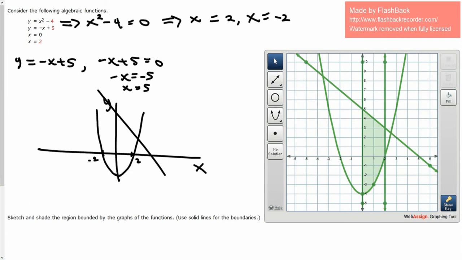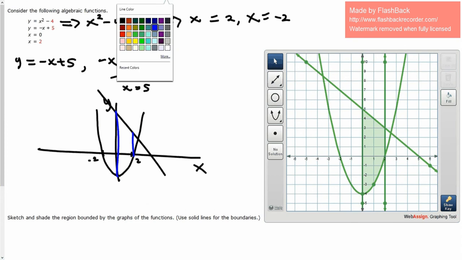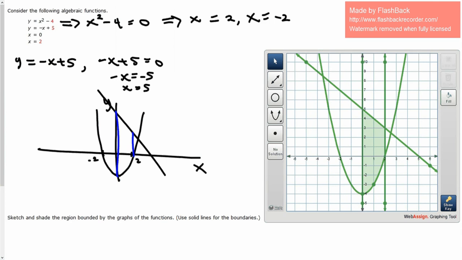Now, here, x equal to 0 is the y-axis, and then x equal to 2 is here. So the area that's contained, the shaded area, should stay within these two vertical lines.